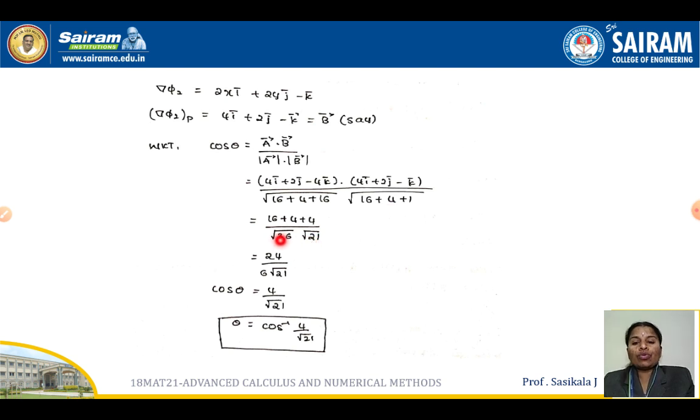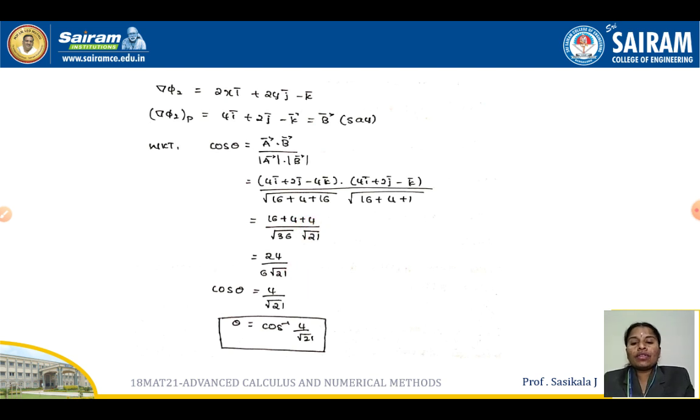In these two, 36 I can write as 6, and root 21 stays as root 21 since it's a prime number. So 24 is the numerator. You can add it when you go with the dot product for the numerator. So 4 into 4 will be 16 plus 2 into 2 will be 4. Then minus 4 into minus will be plus 4. I'll get 24 by 6 root 21.